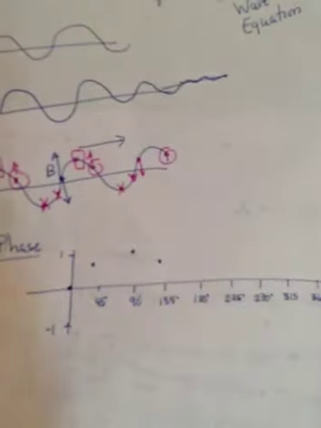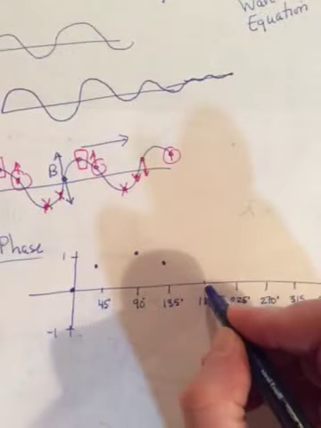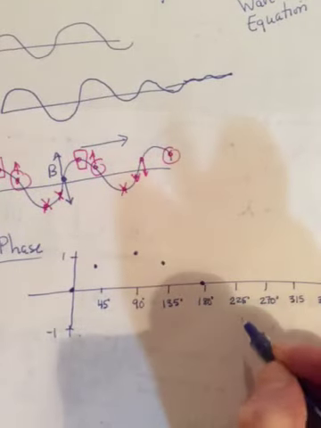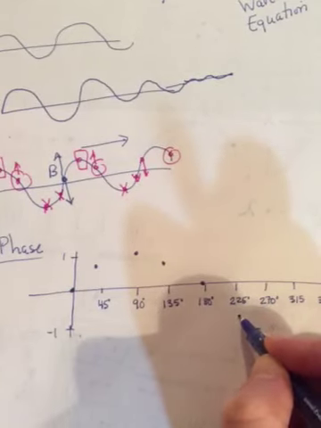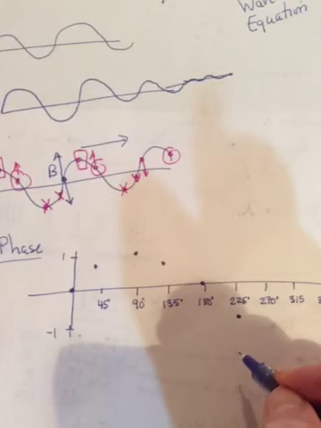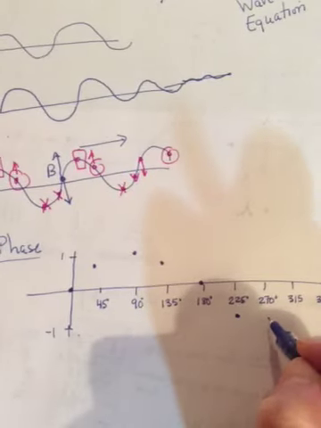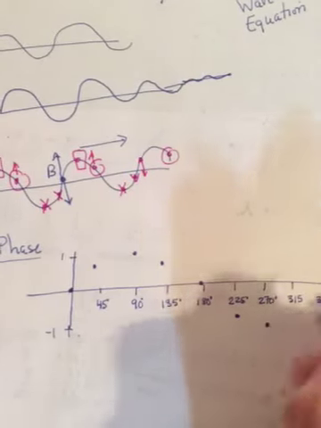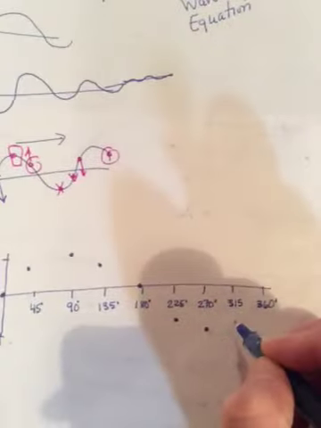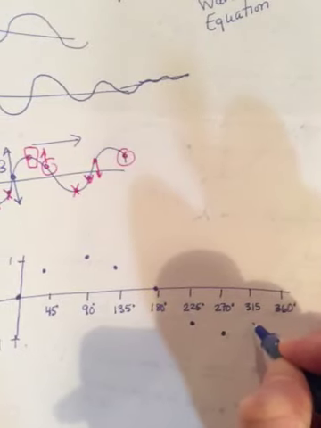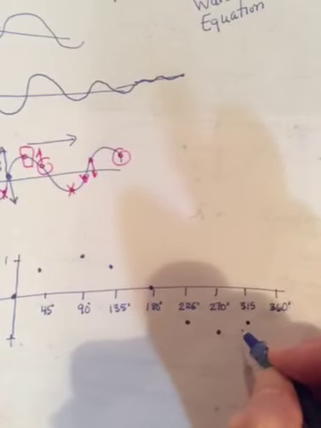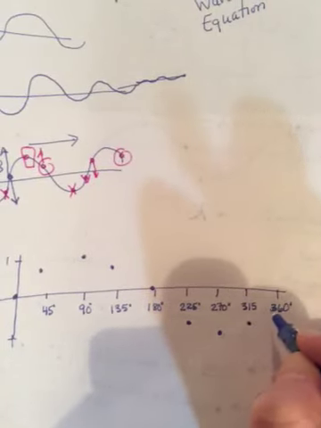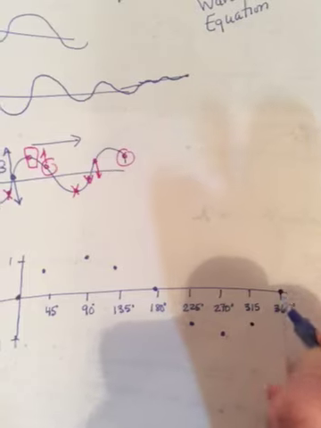The sine of 180 should be 0. The sine of 225 should be 0.707 again. The sine of 270 should be -1. The sine of 315, -0.707. That last one was negative as well. And the sine of 360, you're back to 0.